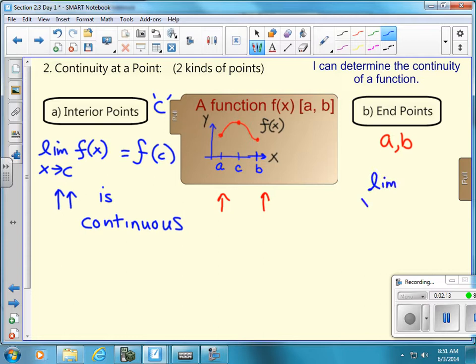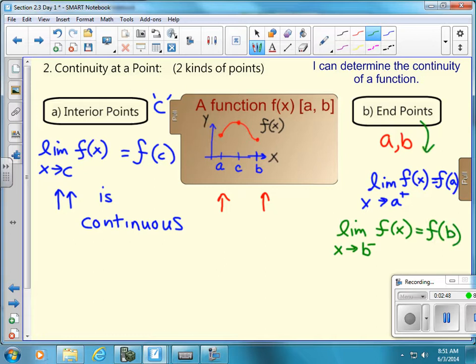All right, the same thing is at the endpoints. The limit as x goes to a, which is the left endpoint, from the positive side, because this only has a limit from the positive side, of this function has to equal the function at the point A. So the right-hand limit has to equal the function value. And then for B, the limit as x goes to B from the negative side of the function has to equal the function value at B. So that's for the 2 endpoints. Then we would say that these functions are continuous at point A or continuous at point B. That's continuity at a point.